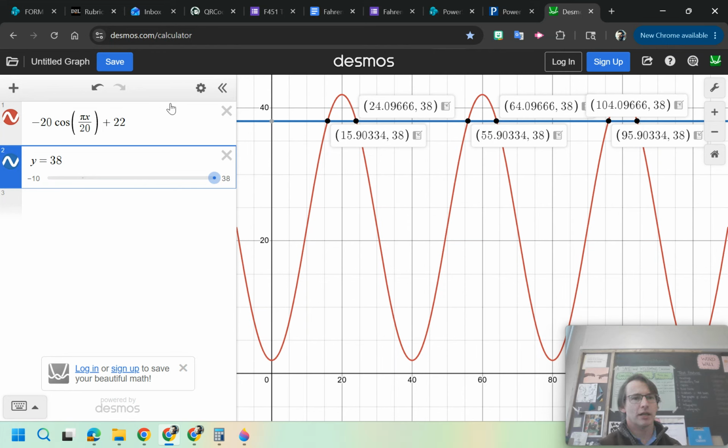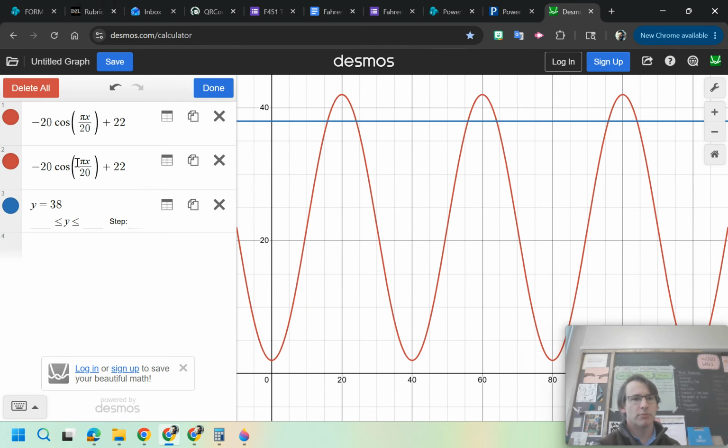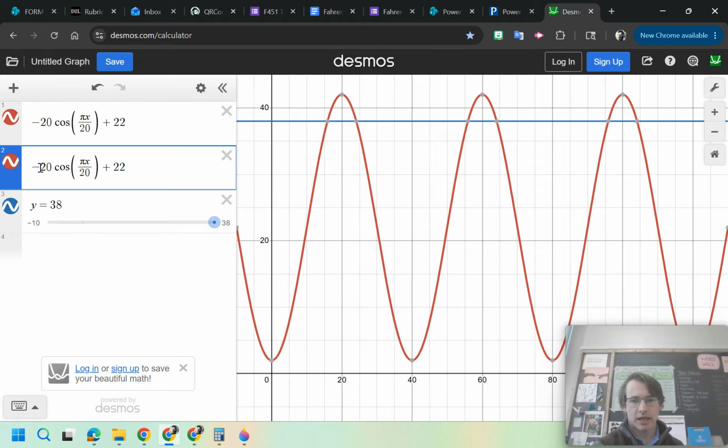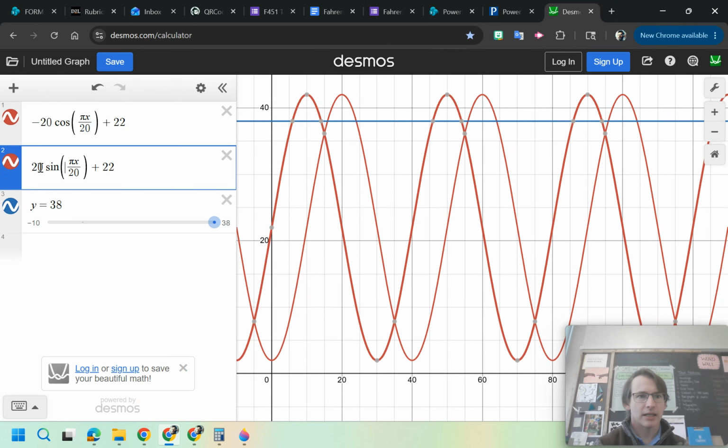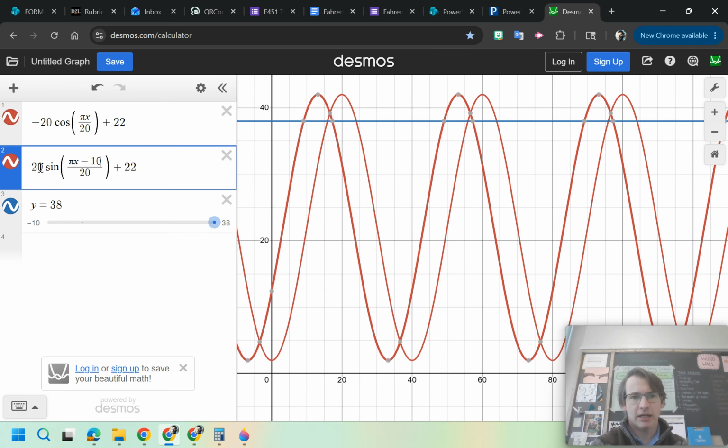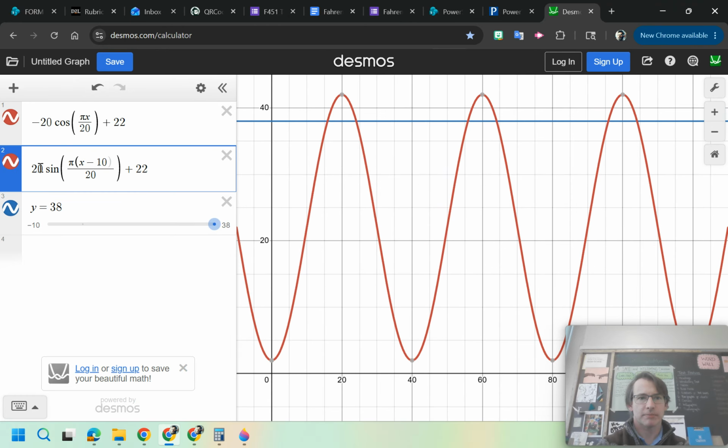Let's also check the one we made with sine. We made it rather quickly. We said 20 sine. And if I do here x minus 10, it's not going to be right. Why not? I need this in brackets, yes. There, now it's perfect. Look at that. So good, everyone. Okay, practice setting up your periodic functions.